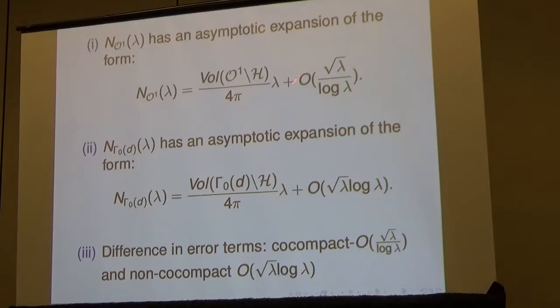Right? So in a way, the association is that if we have a co-compact group, then we have an error term of the order of the square root of lambda over log lambda. And if we have a Hecke congruence group, non-co-compact but cofinite, then we have an error term of the order of the square root of lambda times log lambda.